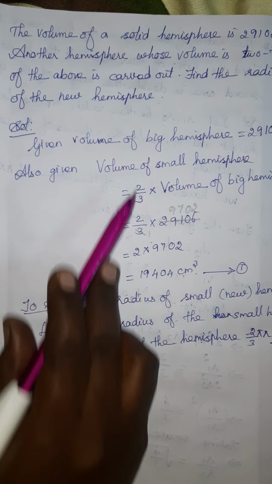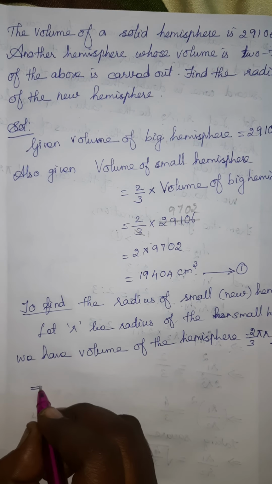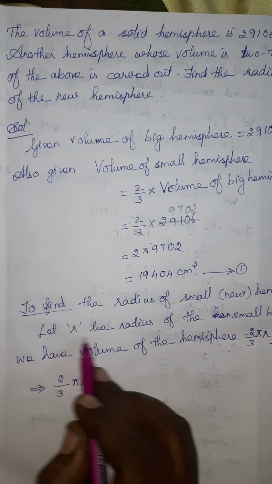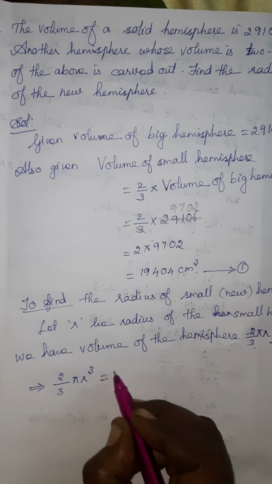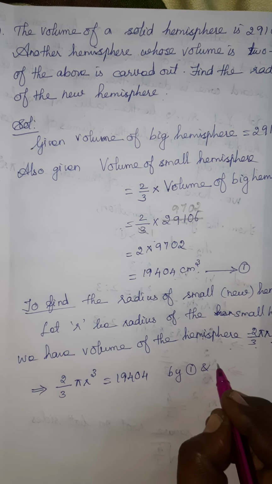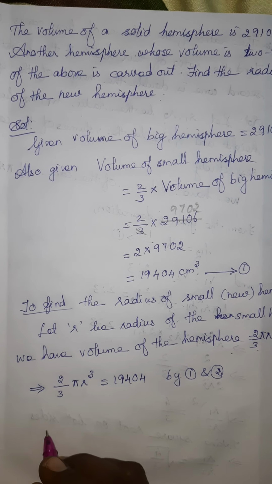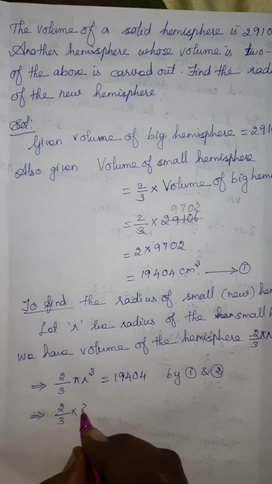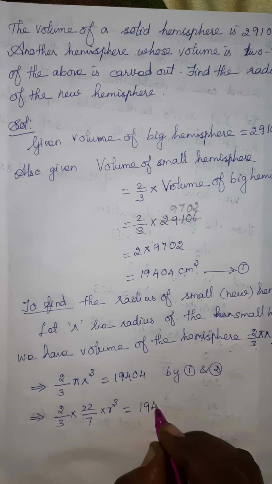So the volume of the small hemisphere, this value we can compare with this formula, which implies 2 by 3 pi r cube. Here r is the radius of the small hemisphere. So we are relating this formula with this value, which is equal to 19,404. Now if you can cancel, you cancel it. Here you can apply the pi value also. So 2 by 3 into 22 by 7 into r cube is equal to 19,404.